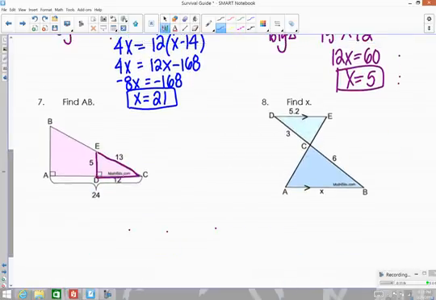Same thing is going to happen with this picture. Since we have the reflexive property for angle C, it's shared between both the small triangle and the large triangle. And we also have these right angles here.